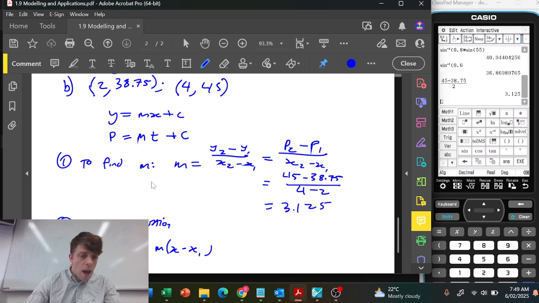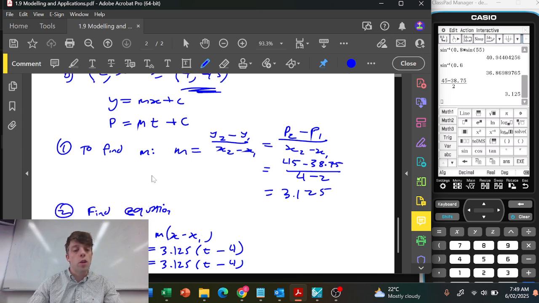So I'll just put in p instead of y. So this is p minus, I'll keep 45, and just make sure that you use the x value associated with whatever y value you chose. So I'm choosing this one here. That's equal to the gradient, which we found was 3.125 multiplied by t instead of x, remember, minus 4. Okay, so we've chosen this point, we've substituted in those values into this equation.